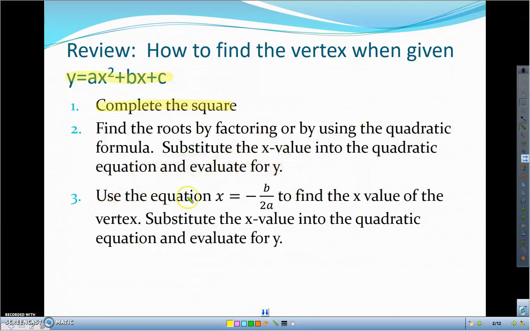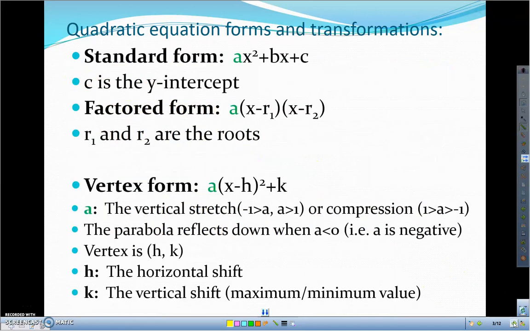Or our third option is to use the shortcut x equals negative b over 2a to find the x value of the vertex, then just like we did before, substitute the x value into the quadratic equation. I guess the one main difference here is that when we find the x value, we're finding the midpoint of the roots. I think it's important to say that you have to practice using the different methods and see which form or which method works best for you.